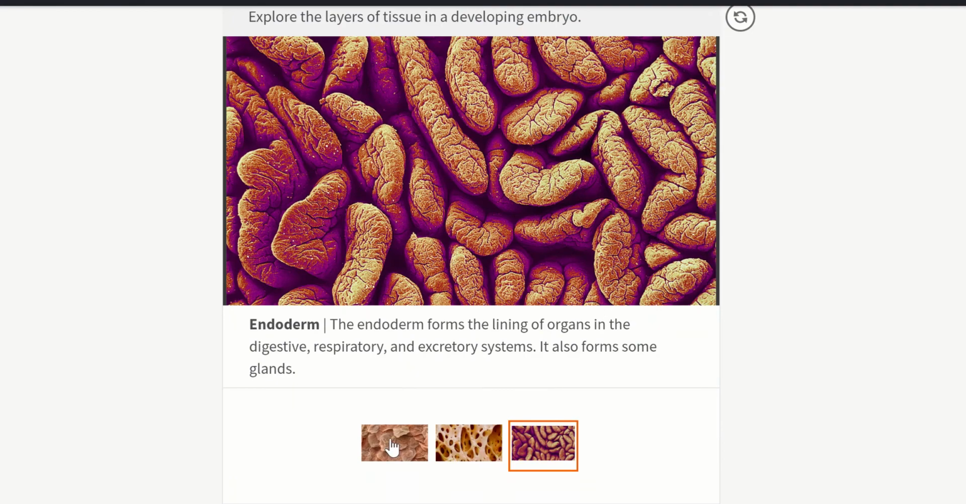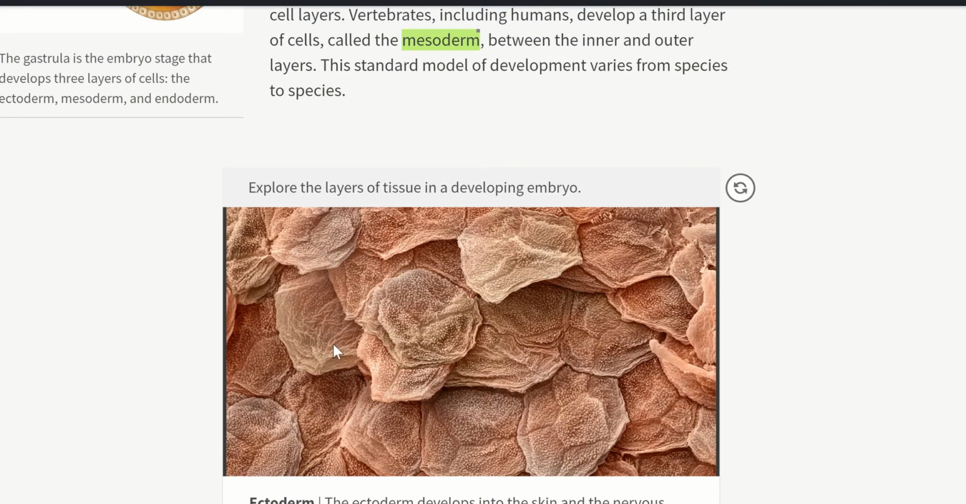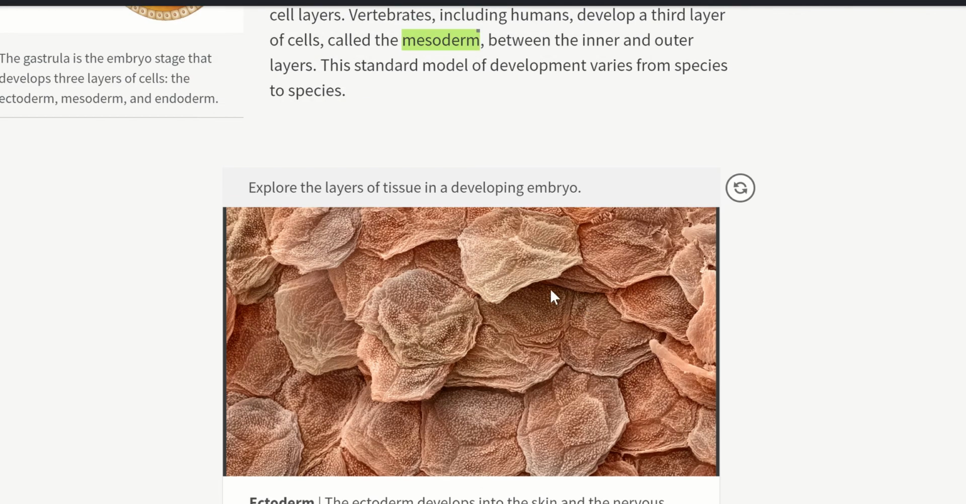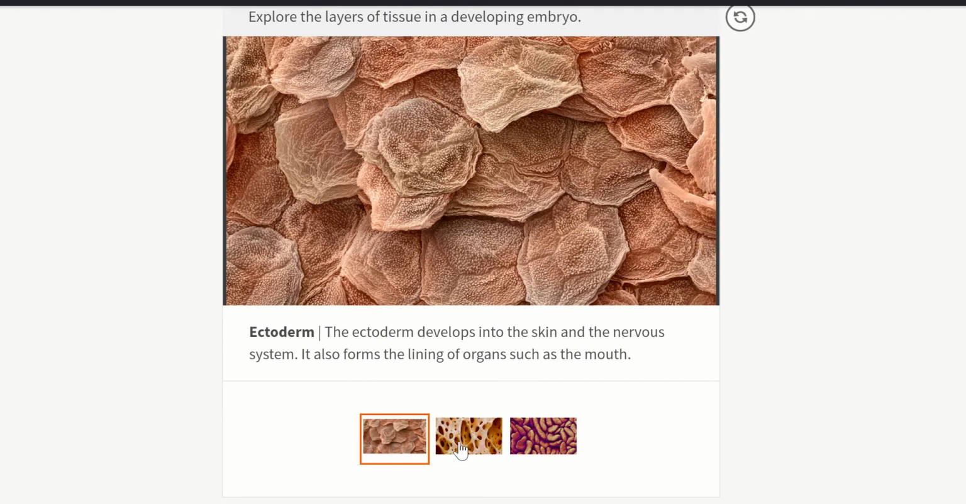All right, as we scroll down, I want to take a look at the different types of layers and what they're going to develop into. It says here that the ectoderm develops into skin and the nervous system. It also forms a lining of organs such as the mouth. And you can see that these cells are going to create these layers, and they're going to fit together real nice. And that's why our skin is the way it is.